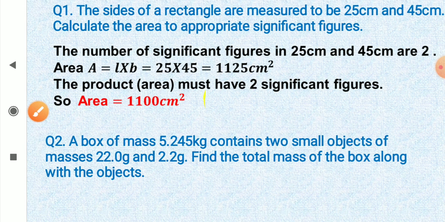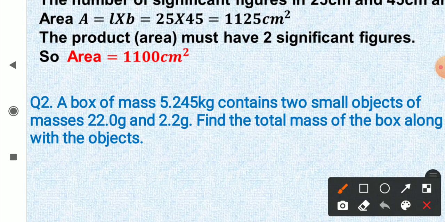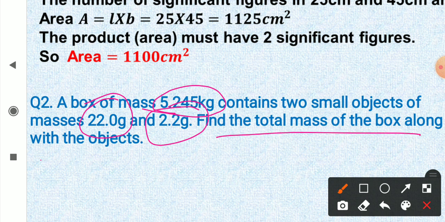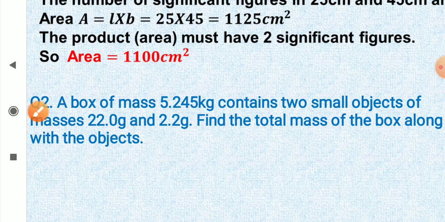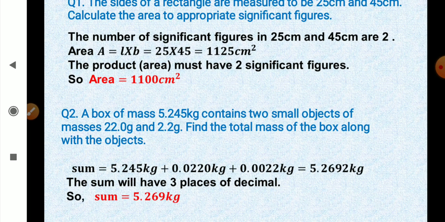And let us take an example of addition here. A box of mass 5.245 kilogram contains 2 small objects of masses 22.0 gram and 2.2 gram. Find the total mass of the box along with the objects. So first thing, we should convert them to same unit.